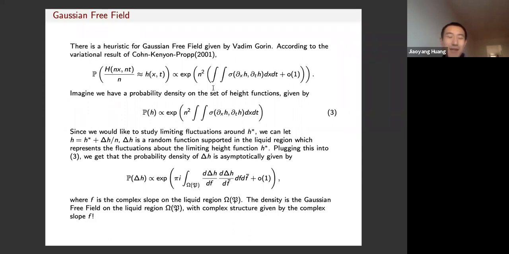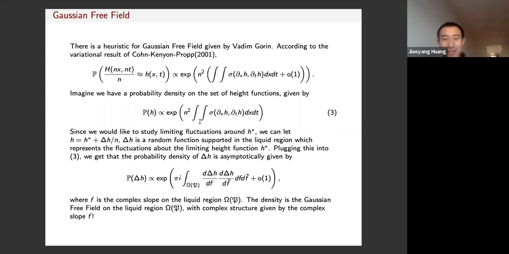Now imagine we have a probability density on the set of the surfaces h, which is exactly given by the first term, the rate function. So we have probability of h proportional to e to the n squared times this surface tension. And we know h star, the limit shape, is the maximizer of this. So if we want to study its fluctuation, we can just expand around h star. So h equals h star plus delta h over n. And then we can plug this back into this density.